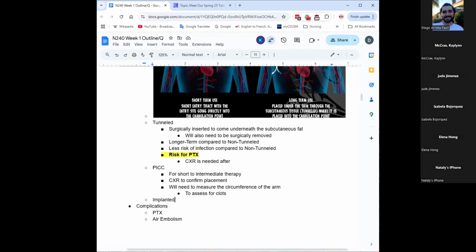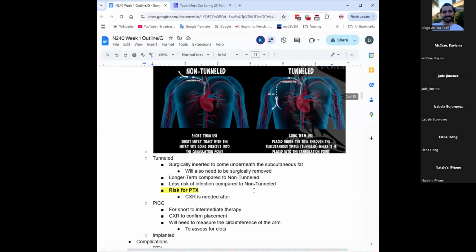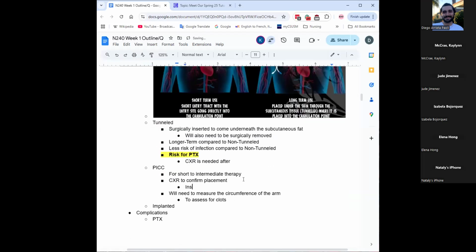What else do we have here? It's just inserted peripherally, in a peripheral vein, so there's virtually no risk of pneumothorax. Yes, so that's going to be a big thing: patients should not have their blood pressure taken on the arm that their PICC line is placed.